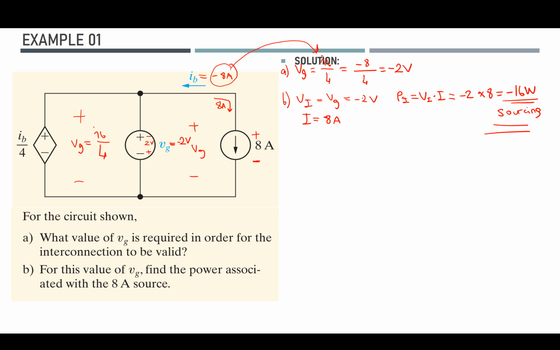Now we can continue with our next examples.